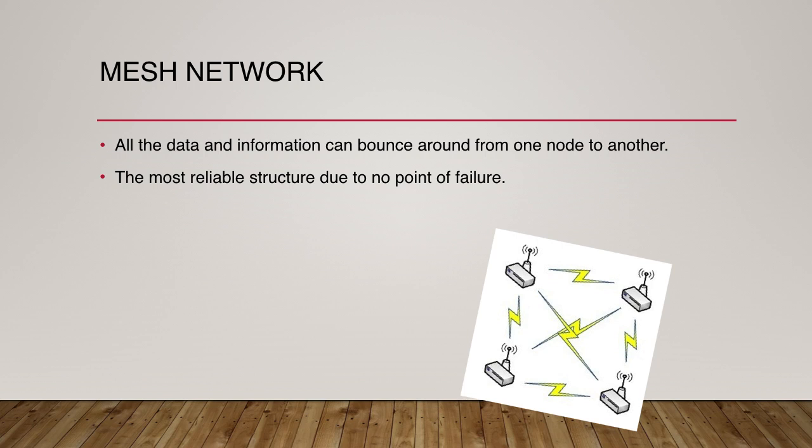It has two different branches working from the root node to the central hub down to the nodes. The next one is mesh network. In a mesh network, all the data and information can bounce around from one node to another. This is the most reliable structure because, like I said earlier, when there's a point of failure with a centralized hub, then it fails throughout the whole system. When data can bounce around from one node to another, there's really no place for it to fail.